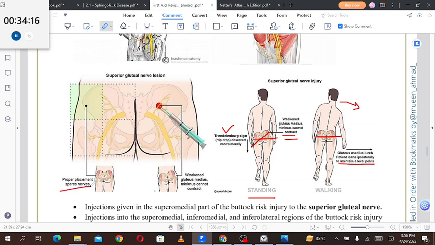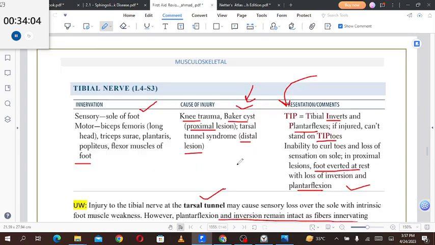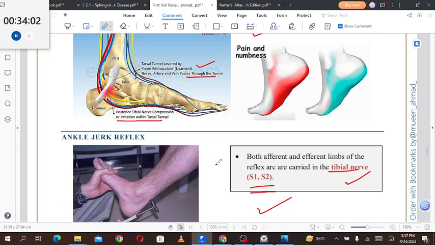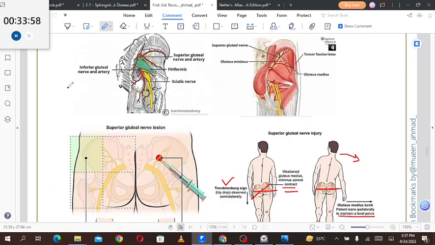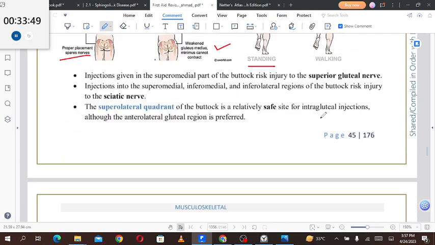Proper placement, if in the anterolateral part of the superolateral quadrant, will spare the nerve. If you are using any other quadrant, that can involve weak gluteus medius, which cannot contract, resulting in the Trendelenburg sign, or injury to the superior gluteal nerve. Inferior gluteal nerve and artery are over here, superior gluteal nerve and artery. Forget about all of that.